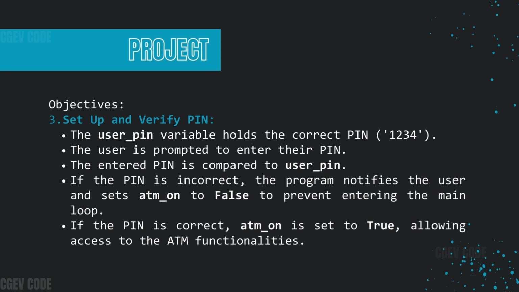Basically, you have to create the user PIN, and then you have to ask the user to enter the PIN when they start the program. And if the PIN is correct, you should allow access to the main loop. And if it's wrong, you should deny the access. Okay, let's move on to objective number 4.